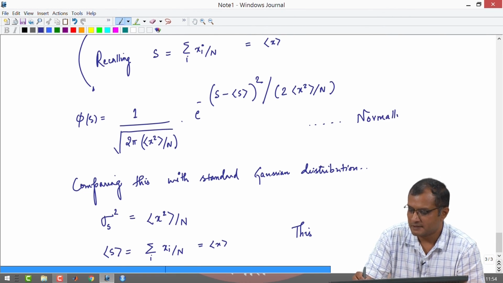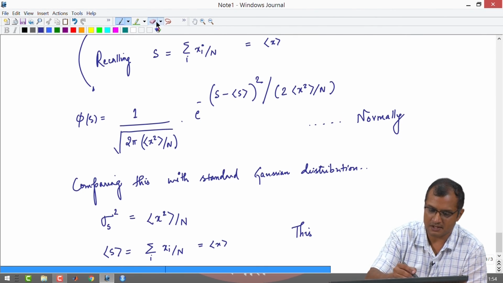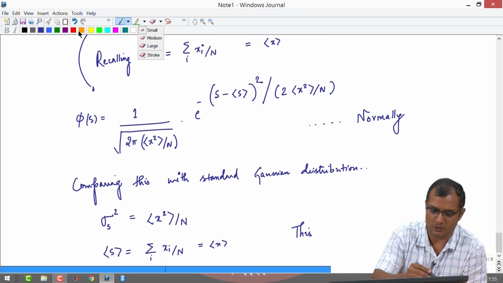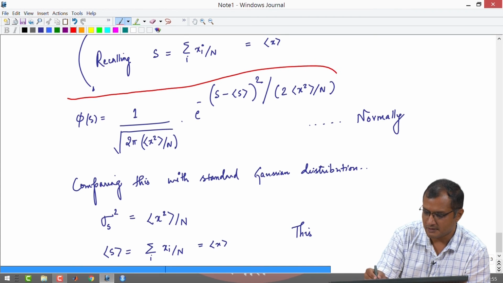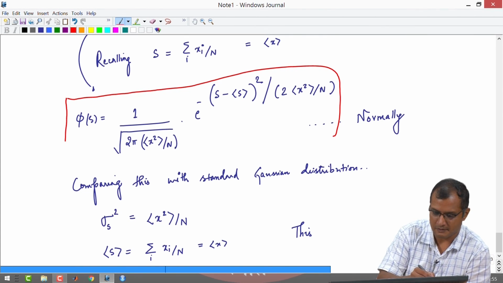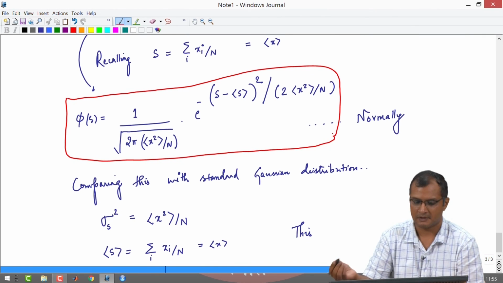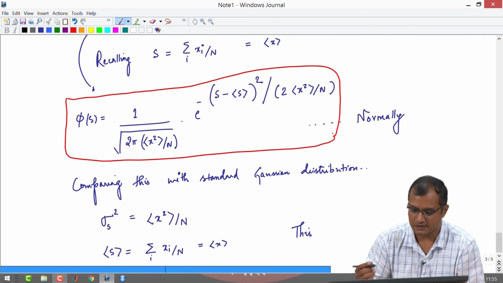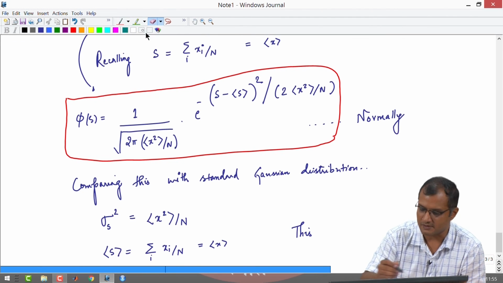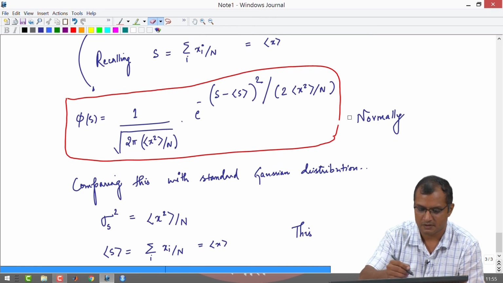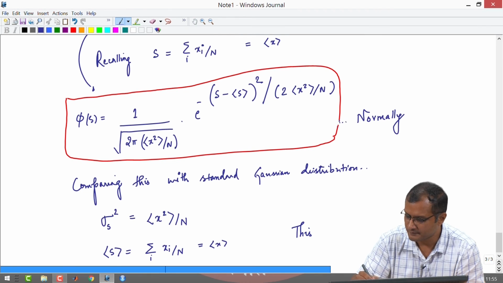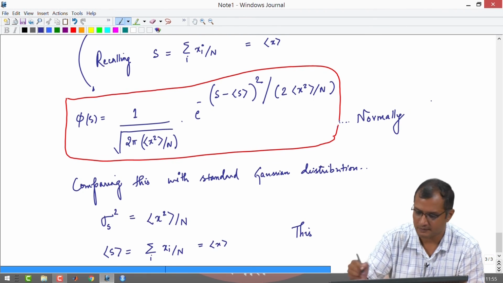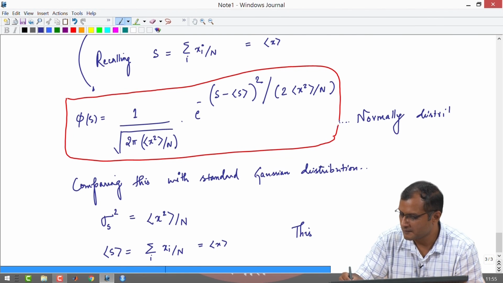So, the take home message here is, when I look at this expression, that I am going to sort of box it, is that my distribution of S is also normally distributed. Okay. So, this is the take home message of our discussion. So, S is normally distributed.